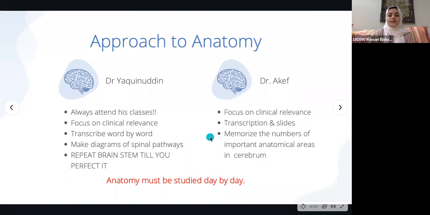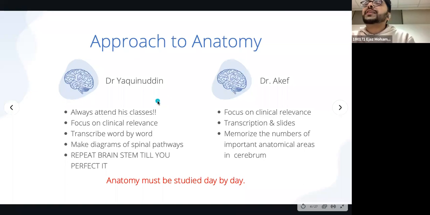So, approach to anatomy. Anatomy is a huge bulk of this block. Like all blocks, there's usually one subject that's the main subject for that block. For neuro, it's anatomy. Basically, if you have 100 questions in your final, 45 to 50 questions will be anatomy.